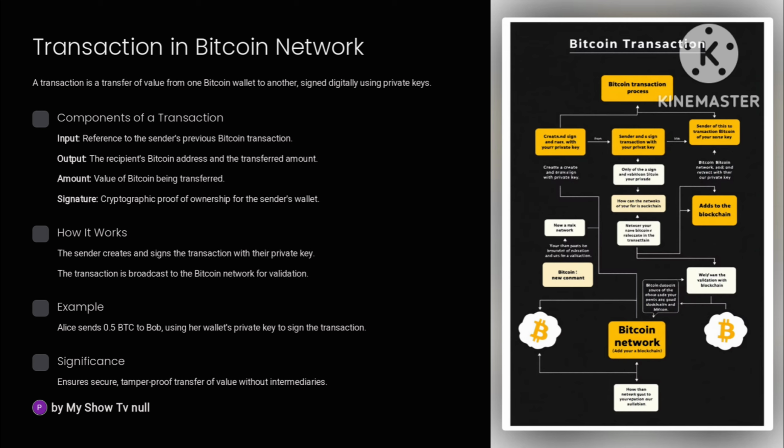2. Output is the recipient's address and the amount being transferred. 3. The amount specifies how much Bitcoin is being sent. 4. Finally, the digital signature, a cryptographic proof, authenticates that the sender is indeed authorized to make this transaction. For example, when Alice sends 0.5 BTC to Bob, she creates a transaction, signs it with her private key, and broadcasts it to the network.